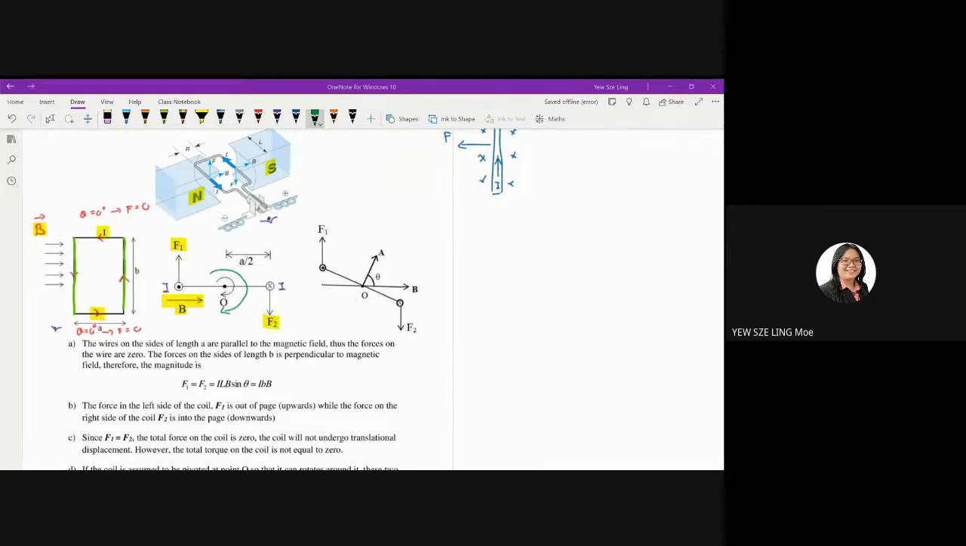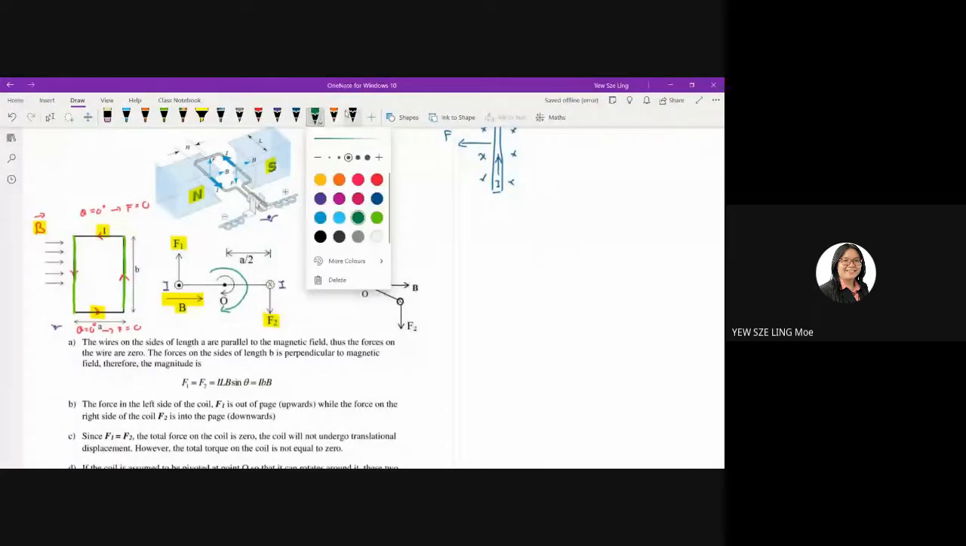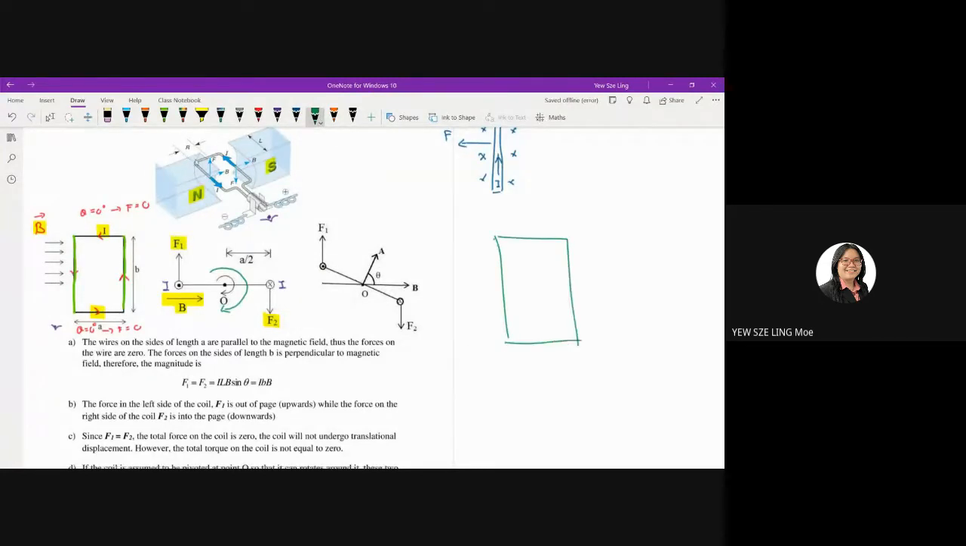So provided the magnetic field is the same, if now I change the directions of current, I'm using the same coil, but now I let the current flow in the clockwise direction. And then the field, I let it still come from the left to the right. So the diagram, the bottom view, if you're viewing from here, it will be like this right now.